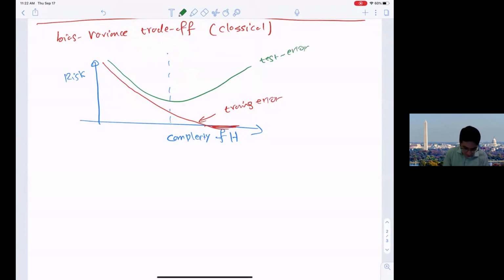So the reason we have a decrease here is that we are reducing the bias term, right? So we are increasing the complexity, we are reducing the bias term, and the variance term doesn't increase much. So overall, the risk is being reduced, but here we are overfitting. So the variance term is dominating the reduction in the bias term, and we are seeing an increase in the test error. So this regime is often called underfitting, when the bias term is still large and we can decrease it, and this regime is called overfitting.